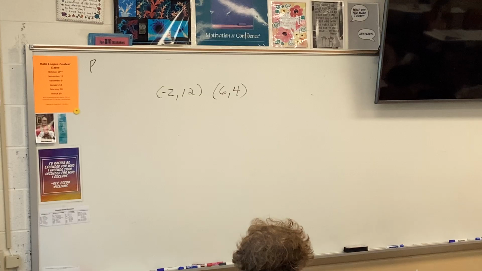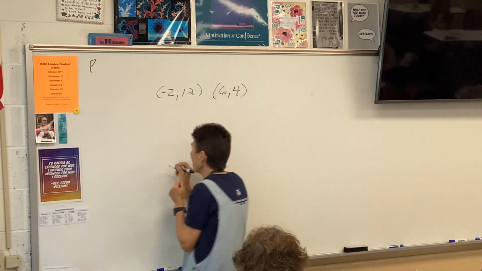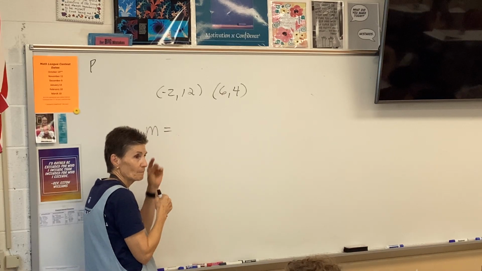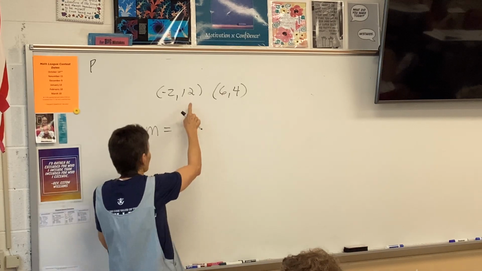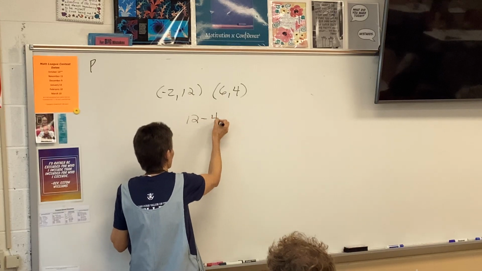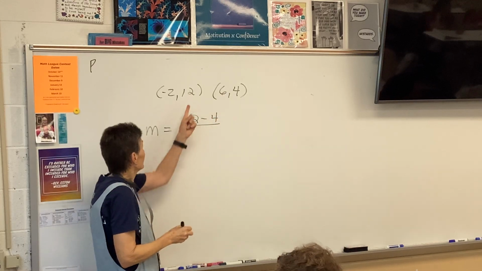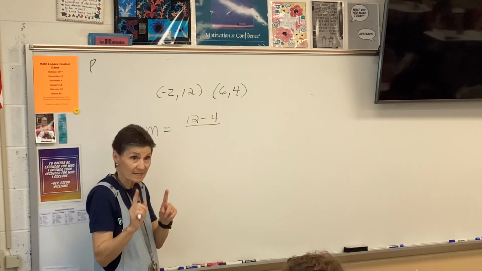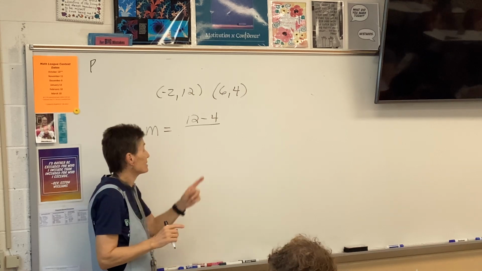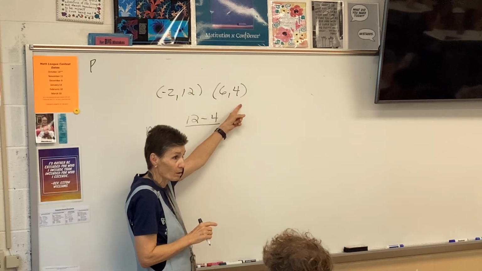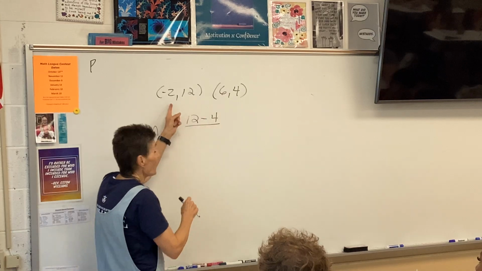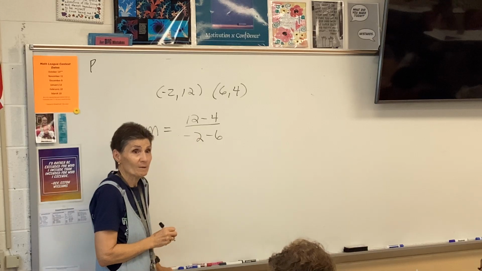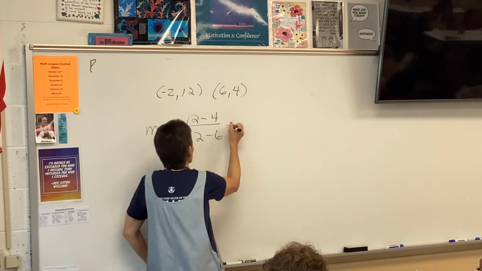I need the slope. So yesterday we talked about how do we find slope? M equals what? Who remembers? Y1 minus Y2. So take your y's and subtract them. Does it matter which order? No. But pay attention to the order, because if I did 12 minus 4 on top, then I'm going to have to do negative 2 minus 6 on the bottom. Would you agree with that? Yeah. Now do the math.